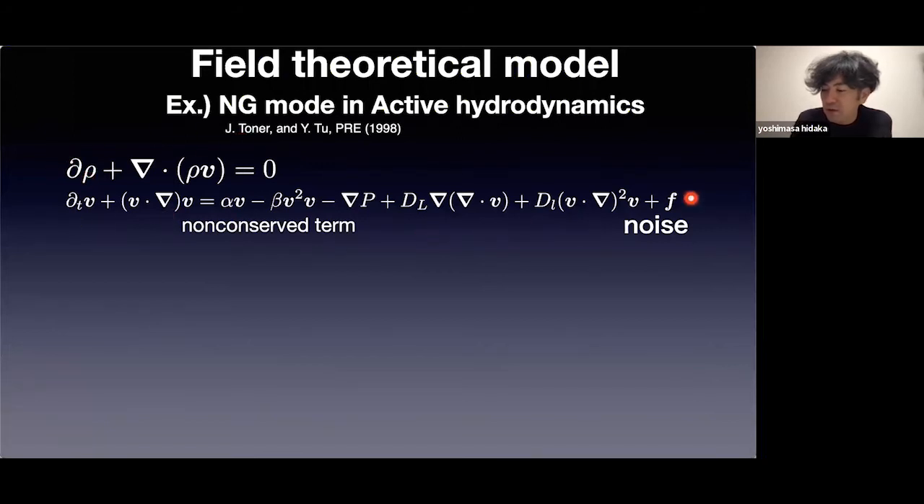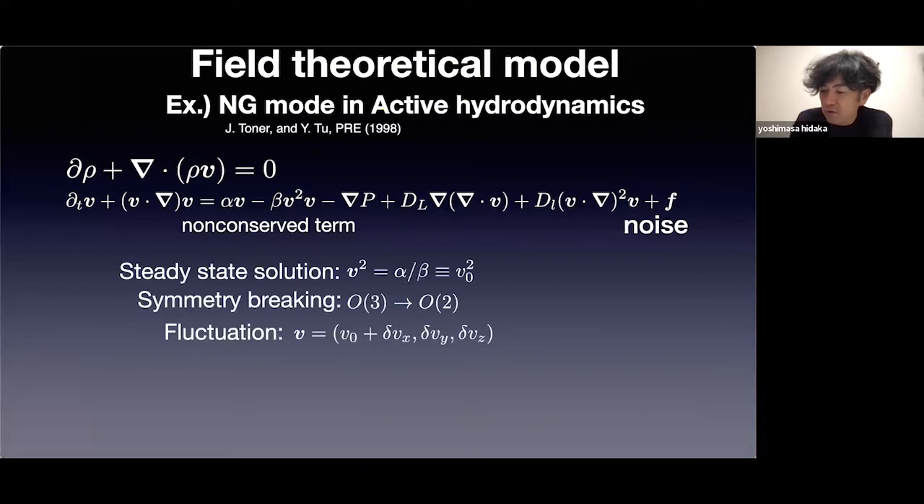But on the other hand, this is the equation for the velocity. But because of the interaction between the system and the environment, there is no momentum conservation. This part corresponds to the non-conserved term, and here there is also the noise term.